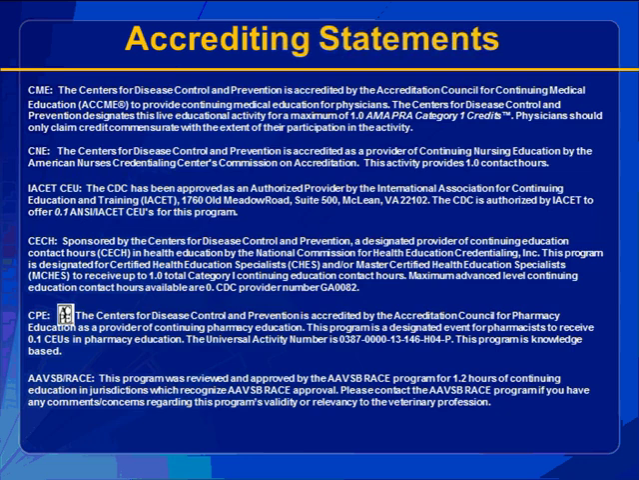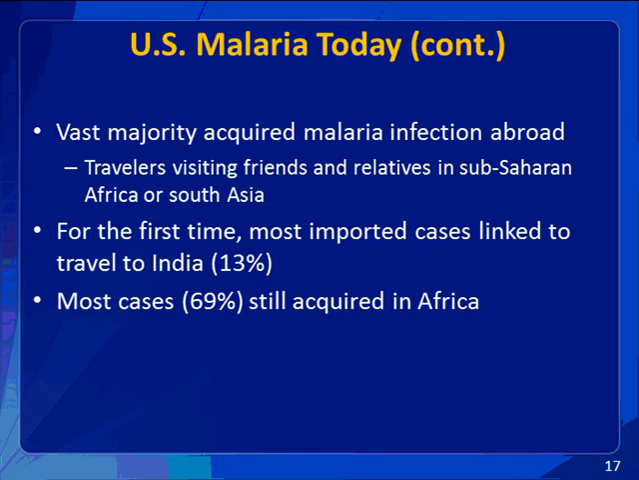Sure. Let me find the slide quickly. So when looking at countries, India, as a single country, has the most number of imported cases. However, most cases, so around 70%, are still acquired in Africa, principally in West Africa, although that's spread out across multiple countries, but most of the ones from West Africa come out of Nigeria.